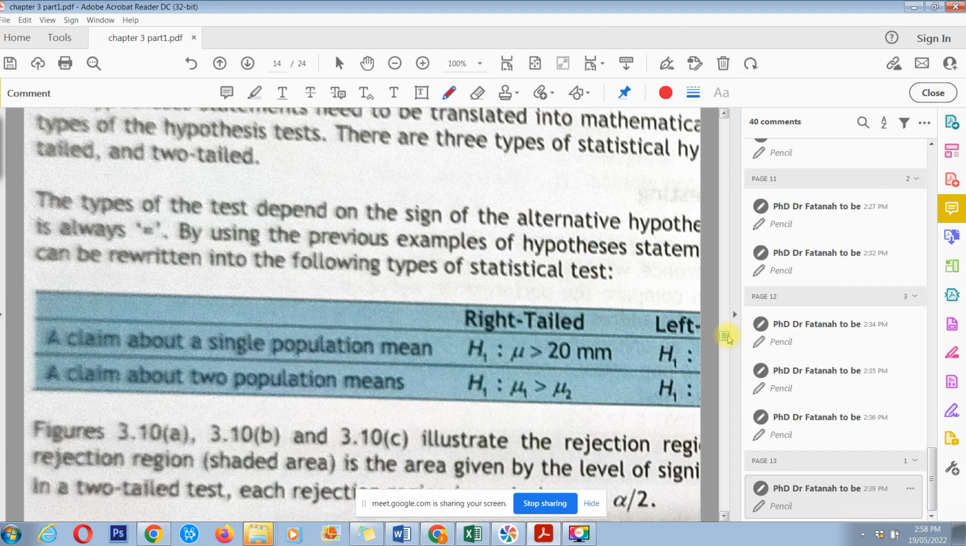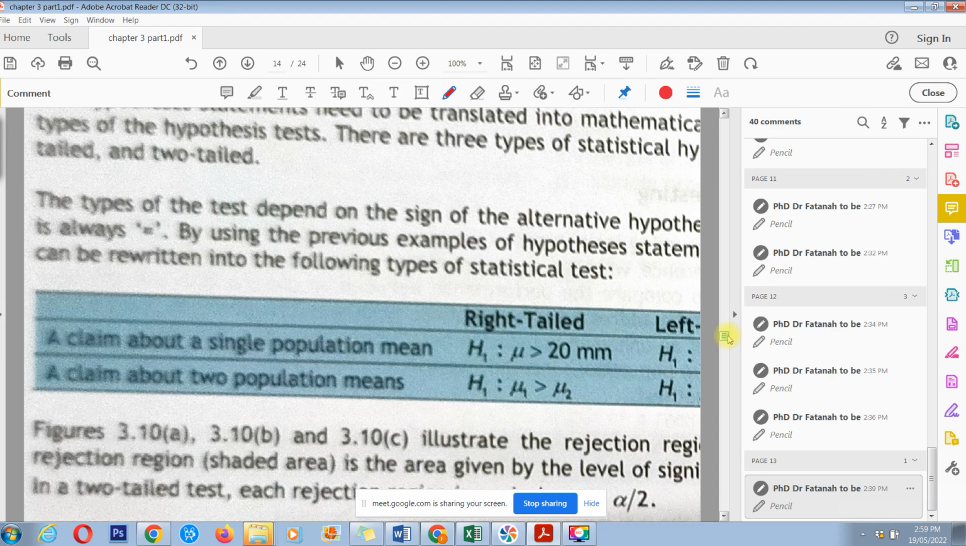So you need to play around with the keywords. If we look at the first example, the keyword is no effect, and another one is an effect. But for the second example, H null is mu equals 20 mm, because the statement says the mean length of all screws is 20 mm. We need to play around with the keywords. What is the keyword to create the H null, the hypothesis?